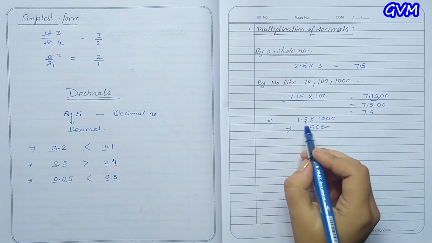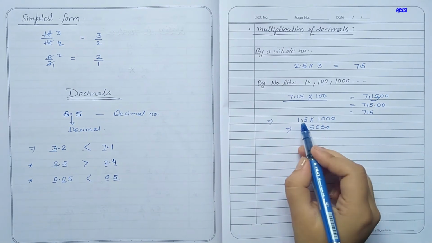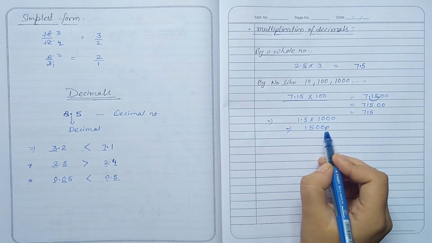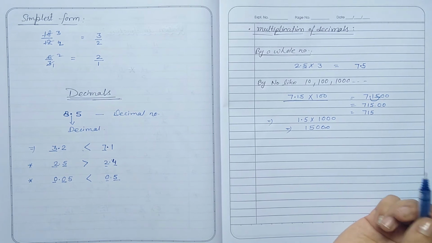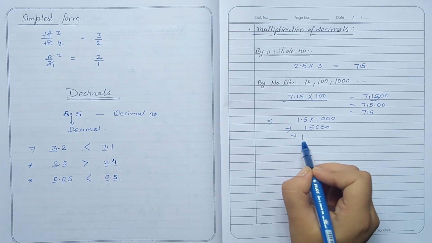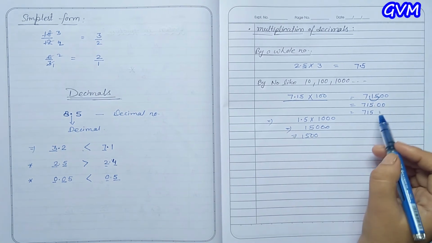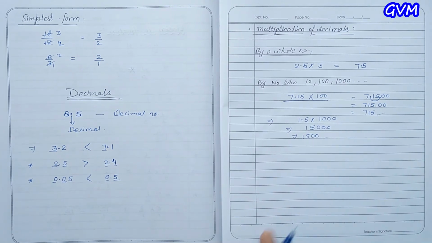That means you multiply and you shift this point to the right, so it comes here. Okay, now this is the answer, 1500. You can do this method or this method, whichever is suitable for you.